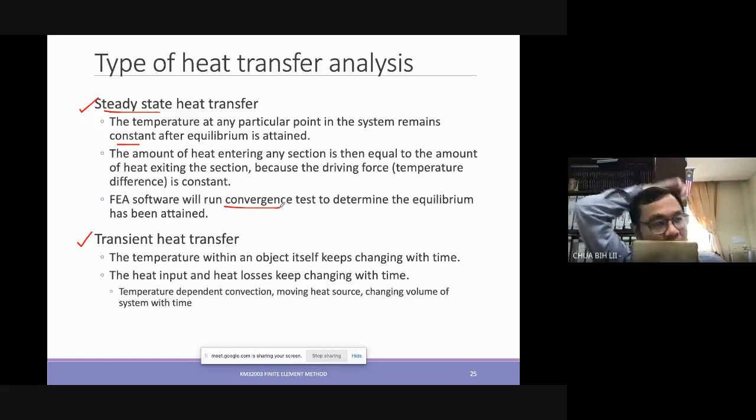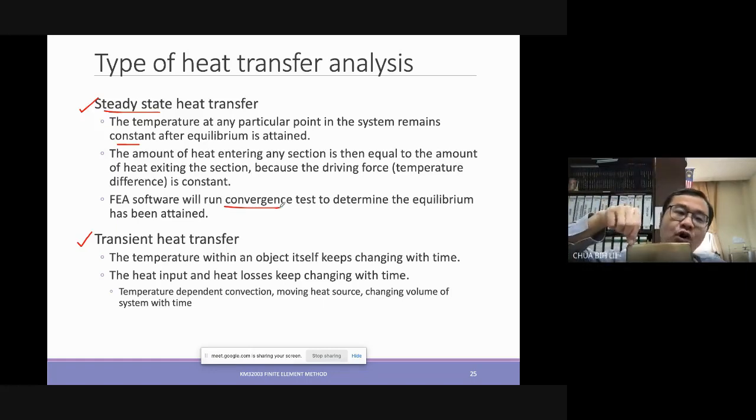The laser or the heat source will start from one point and keep moving through time. In this case, we would want to use a transient type of heat transfer analysis. A steady state will not be able to simulate this because the heat keeps changing. It will never reach a steady state condition, unless it stops and stays there. So that would be the case.